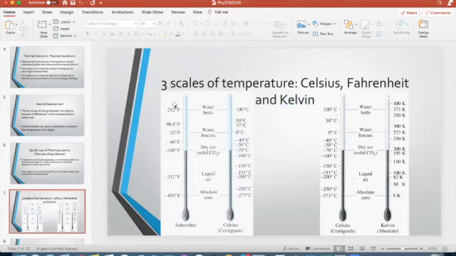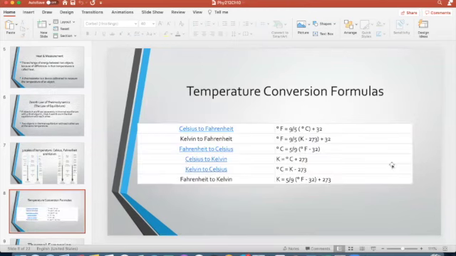All right, so the left picture is a comparison between Fahrenheit and Celsius. Water boils at 212 degrees Fahrenheit and 100 degrees Celsius. Water freezes at 32 degrees Fahrenheit and 0 degrees Celsius. On the right picture here, we have a comparison between Celsius and Kelvin. All right, here are the temperature conversion formulas.